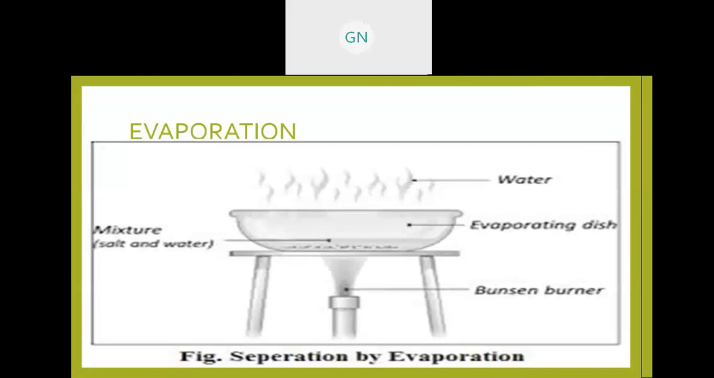We can take it in a china dish and heat it with a Bunsen burner. When you heat it, the water molecules will evaporate and you will be getting only salt in the china dish. So water will evaporate, salt will remain in the china dish, and this process is known as evaporation.